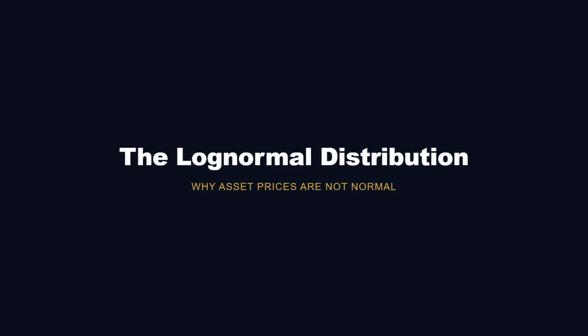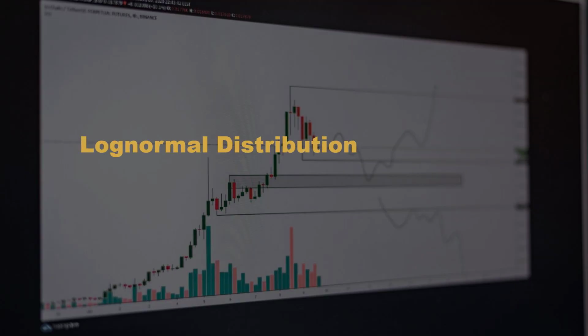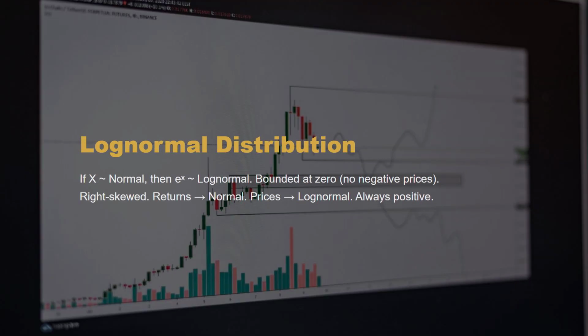Part 3. The log-normal distribution. Why asset prices are not normal. If a variable x is normally distributed, then e to the x is log-normally distributed. Why does this matter for finance? Stock prices cannot go below 0. The normal distribution extends to negative infinity, which would imply a negative stock price.